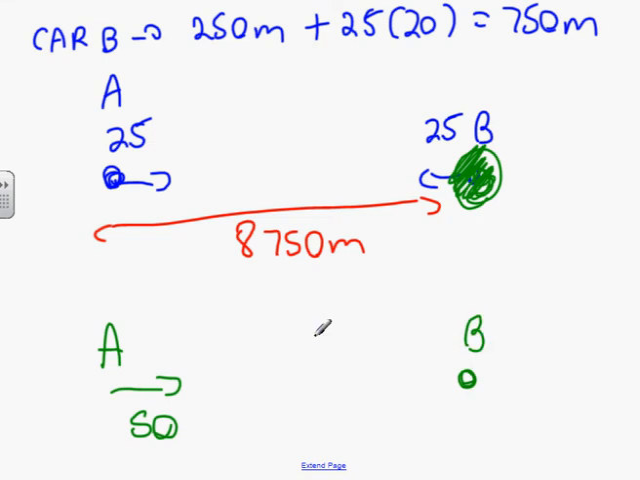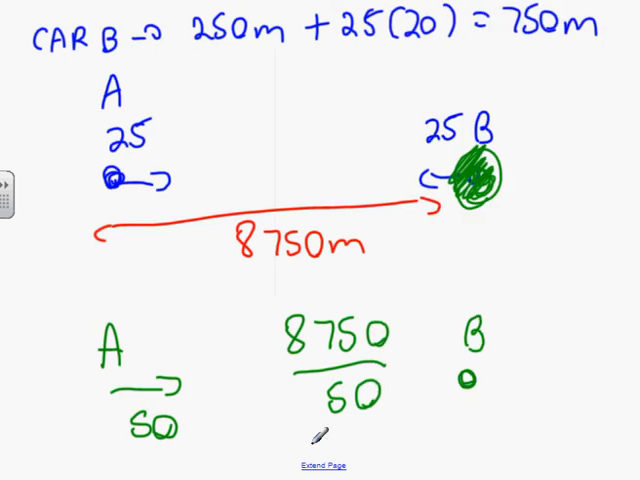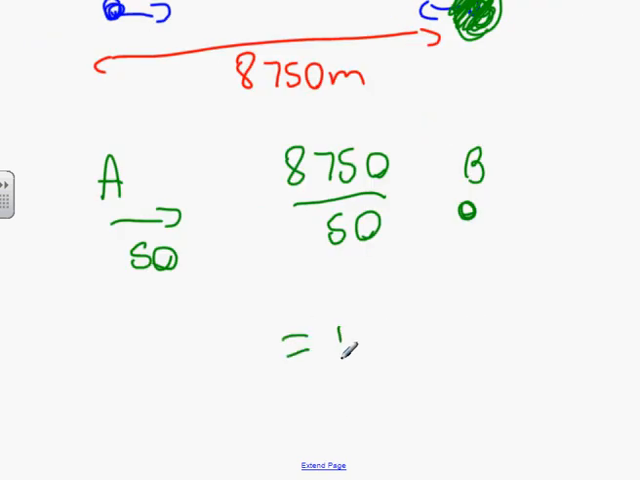So we're basically going to change it to A is moving 50, B is stuck to the spot, and you have to cover 8,750. 8,750 is your distance, your speed is 50, 8,750 divided by 50? 175. Did anybody do it that way? Yeah? Good. 175 seconds. Short and sweet. Okay?